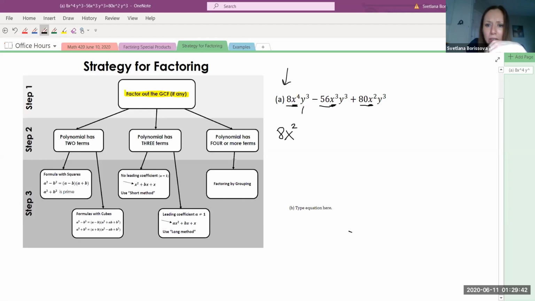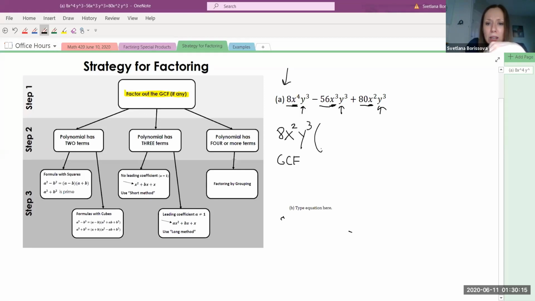And all of them also have y. Oh, and it happens to be exactly the same, right? It's y cubed. So they all have y cubed, so it's a common factor. So y cubed is going to be part of the GCF. Well, we're trying to pull out the GCF, right? Factor it out. So it means that I'm opening parentheses. I need to write down what's left as I pull 8x squared y cubed out of the expression.